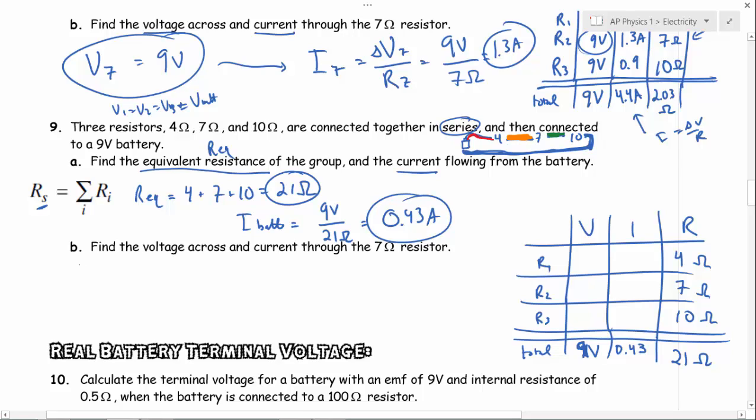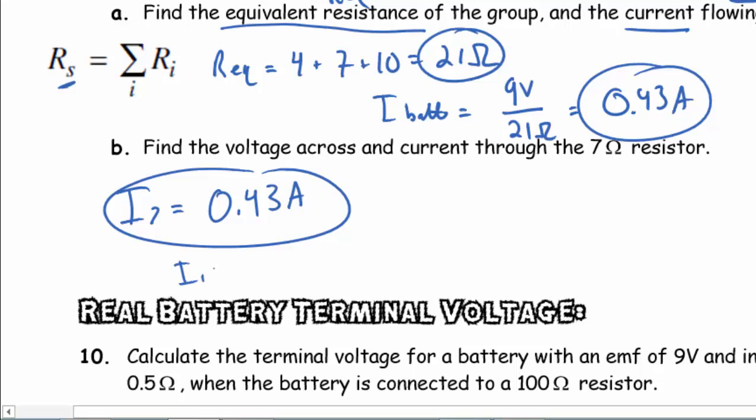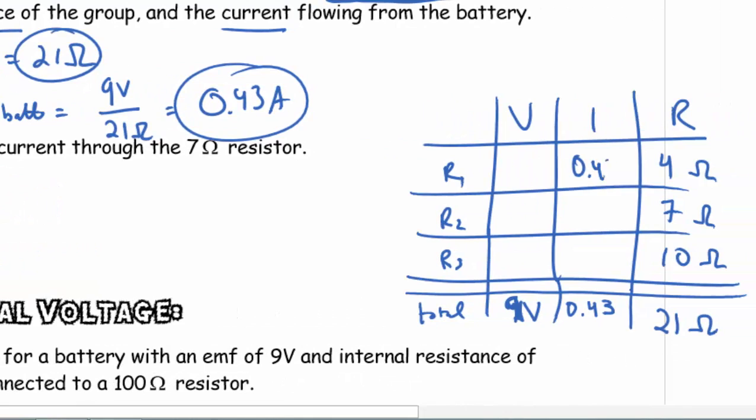And so I'm going to go ahead and add on here that the current flow for the 7 ohm resistor is equal to 0.43 amps, as long as all the other ones, because I1 is equal to I2 is equal to I3 is equal to I total. This is for a series circuit. So I'm going to go ahead and go through here and put 0.43 amps for everybody. Okay, because our current is the exact same.